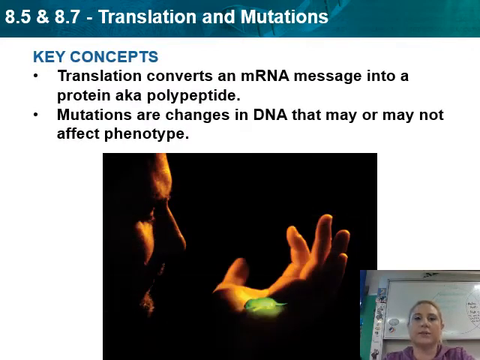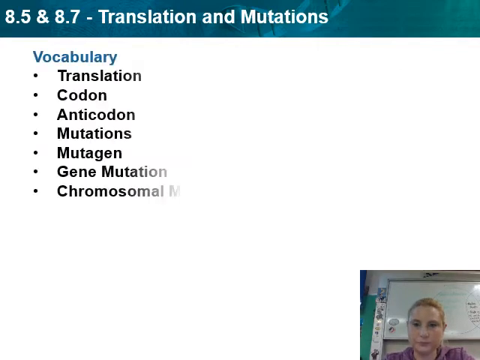Our key concepts: translation converts an mRNA message into a protein, aka polypeptide. Polypeptide is a fancy word for protein. And mutations are changes in DNA that may or may not affect the phenotype. And phenotype, again, are physical characteristics. We learned that in the last presentation. So your physical characteristics can be affected by mutations in our DNA.